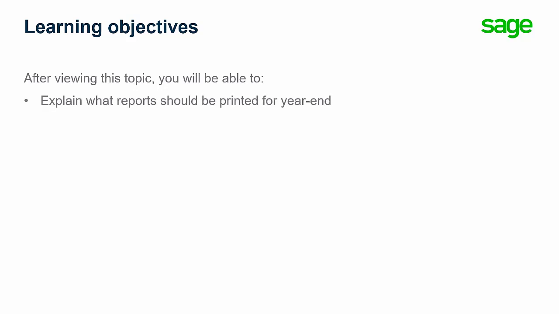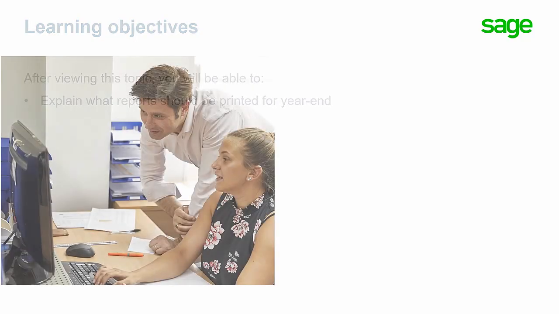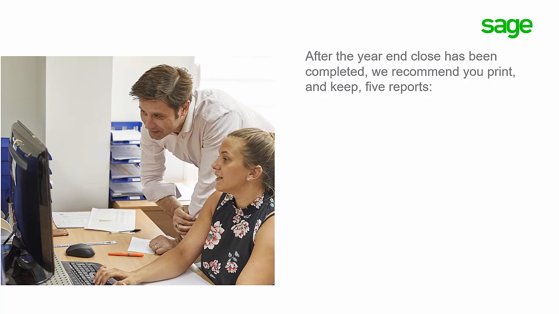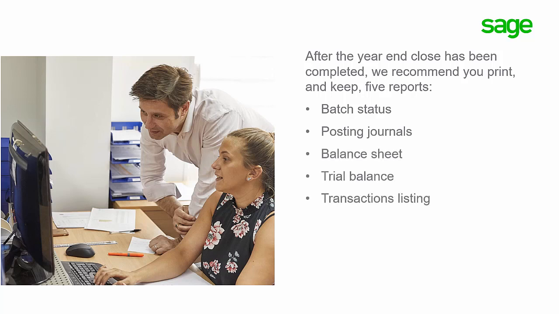Over the next few minutes, we will explain what reports should be printed for year-end. After the year-end close has been completed, we recommend you print and keep 5 reports: batch status, posting journals, balance sheet, trial balance, and transactions listing.